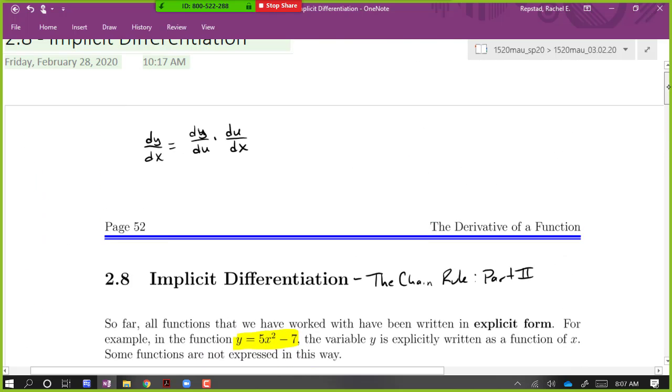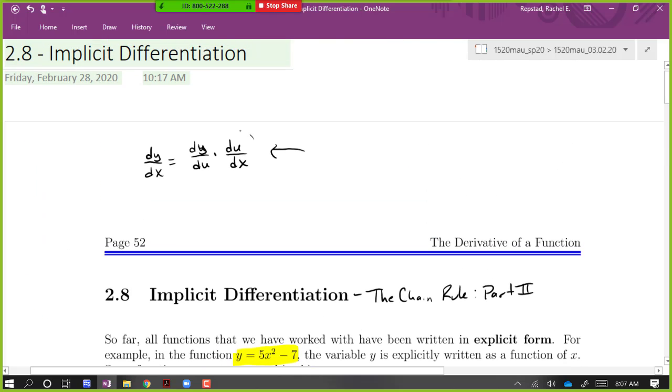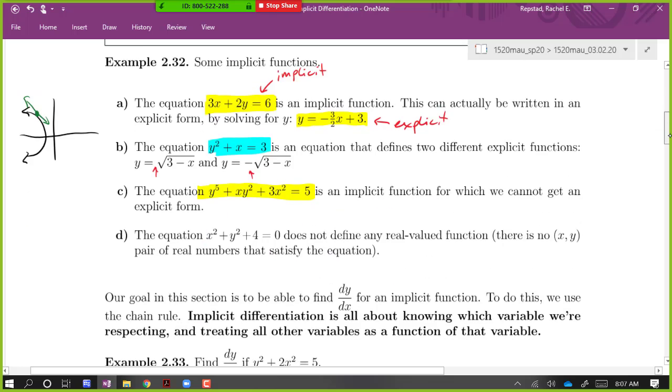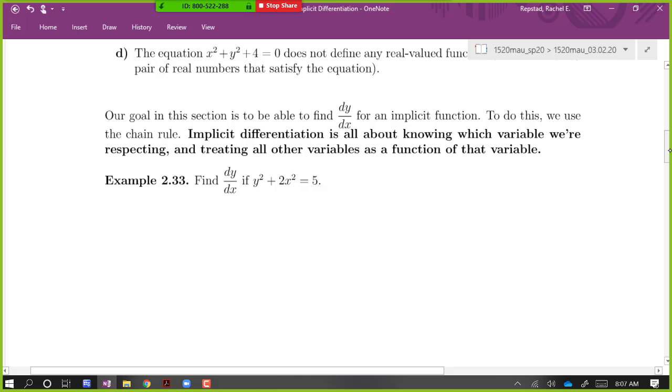So kind of coming back up here to this chain rule right here. And we're going to see how this works with an example. So our equation that they give us here is y squared plus 2x squared equals 5, and they want us to find dy/dx.